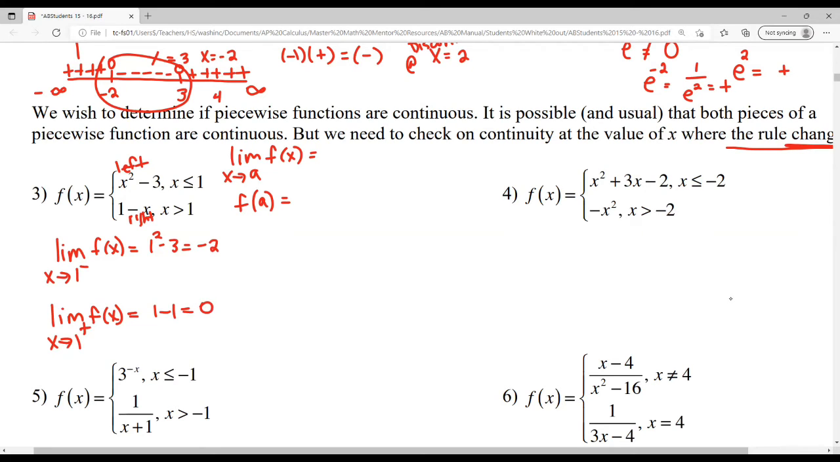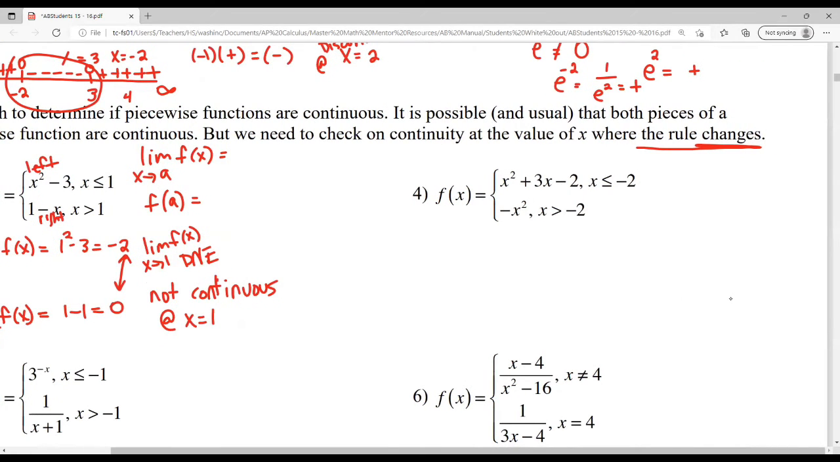I don't have to do anything else after that because since those 2 don't match, we know that the limit as x approaches 1 of f of x does not exist. And if it does not exist, we also know that this function is not continuous at x equals 1. It actually is continuous everywhere else, but they didn't ask for that. They only asked for where the rule changes, and the rule changes at x equals 1.